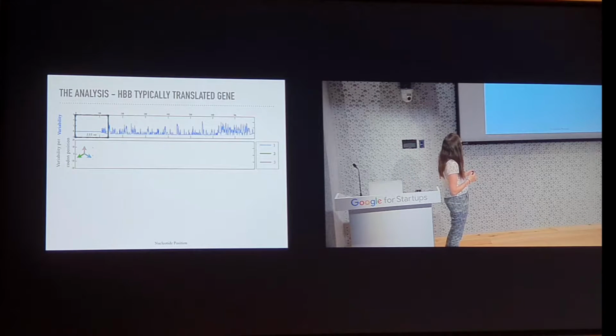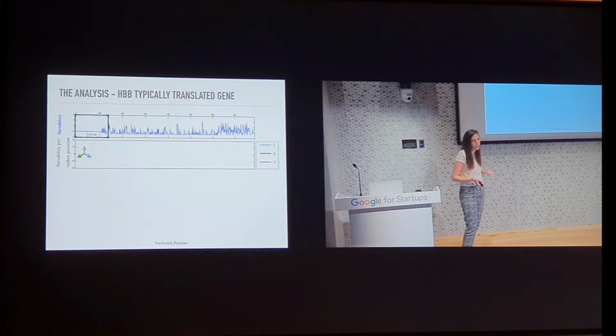So what you see here is the variability vector of a gene called hemoglobin. It's a very normal gene. It doesn't have non-canonical translation in it. If you look at this signal, which shows the variability per position, maybe some of you can see some periodic pattern, but it's not very obvious.